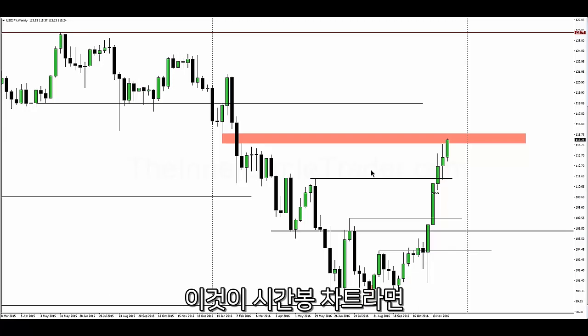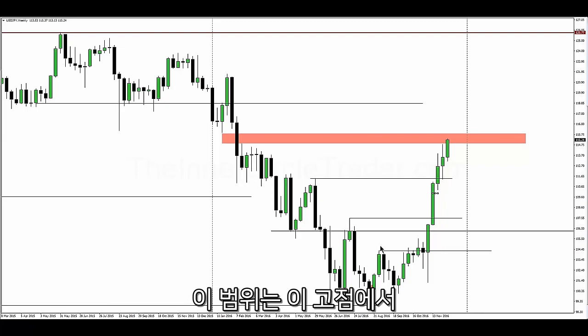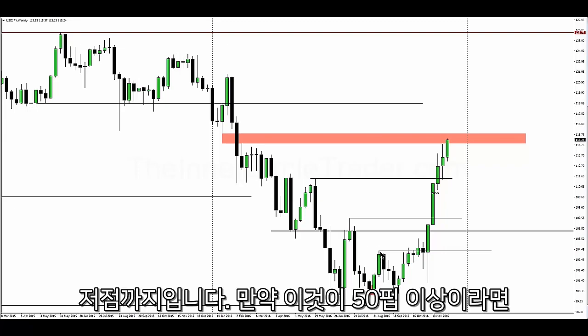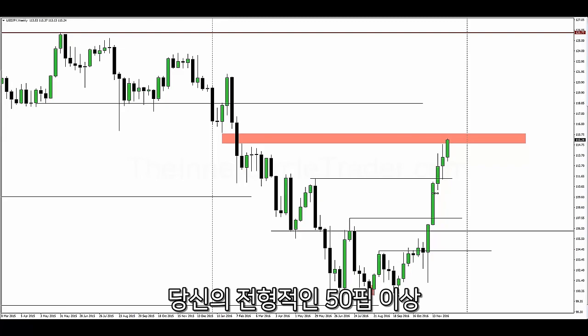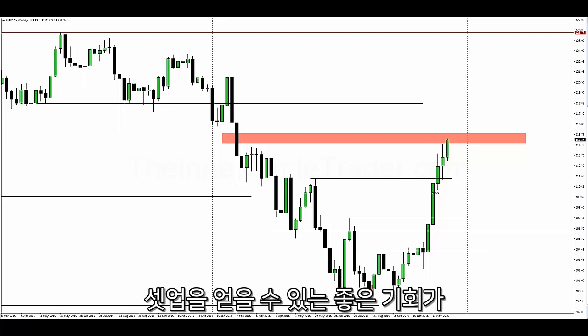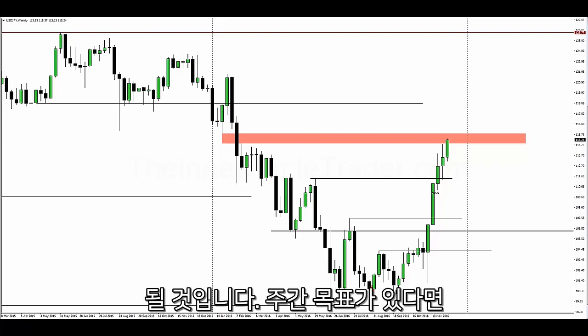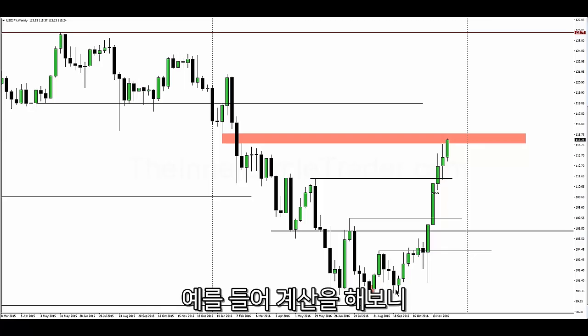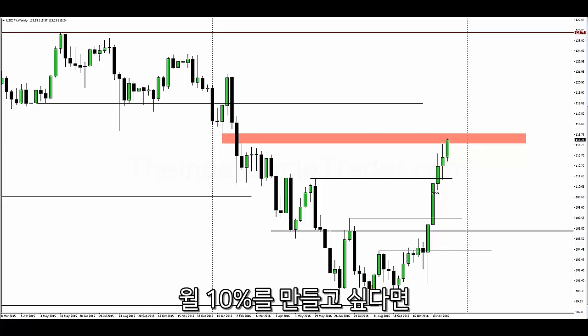So in other words, if you have an impulse price swing like this, and say this was an hourly chart, this range would be from this high down to that low. If that was 50 pips or more, that would be a wonderful opportunity for you to get your classic 50 pips or more setup. So if you have a weekly objective, let's just say you've done the numbers, you've worked it out where you want to make 10% a month.